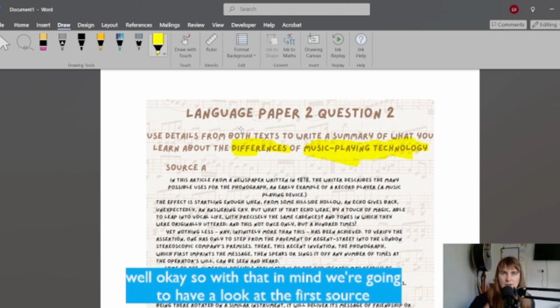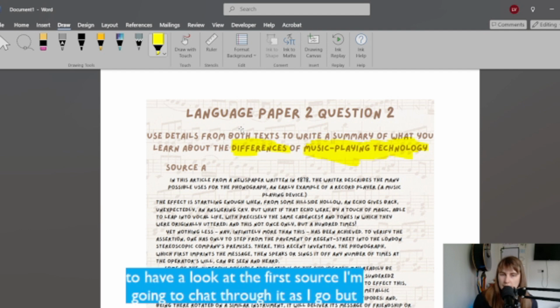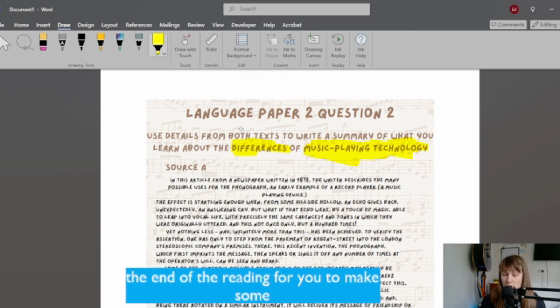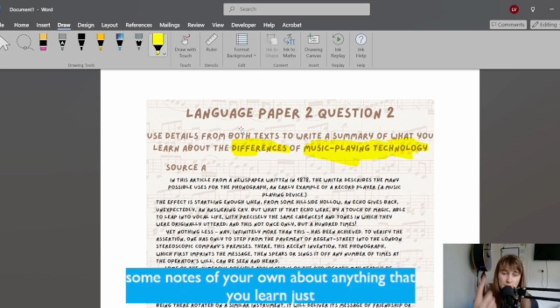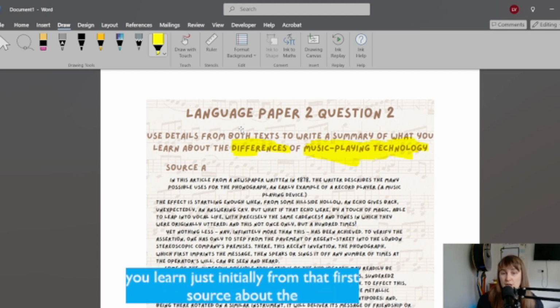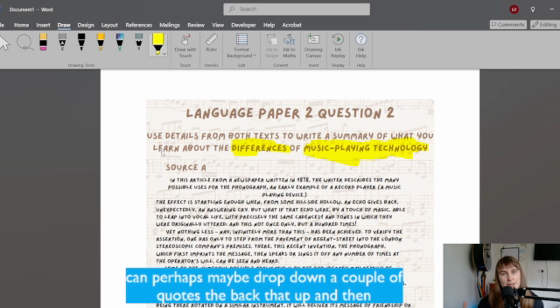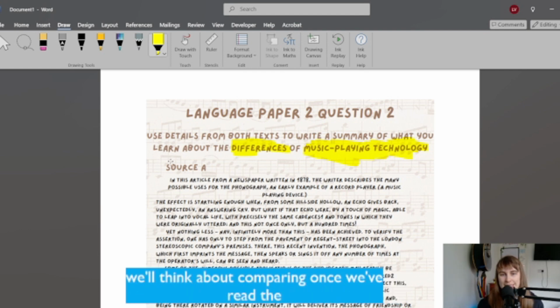I'm going to chat through it as I go, but I'm going to give you a little bit of time at the end of the reading for you to make some notes of your own about anything that you learn just initially from that first source about the music playing technology within the source. And if you can, perhaps jot down a couple of quotes that back that up. And then obviously we'll think about comparing once we've read the second source.